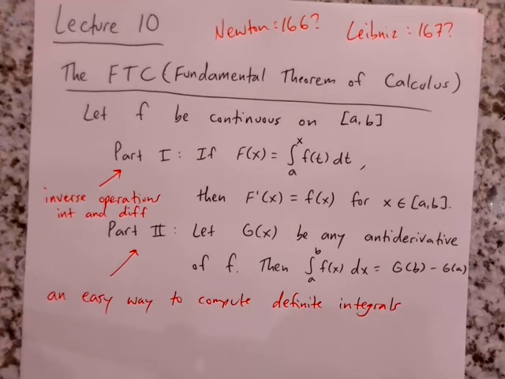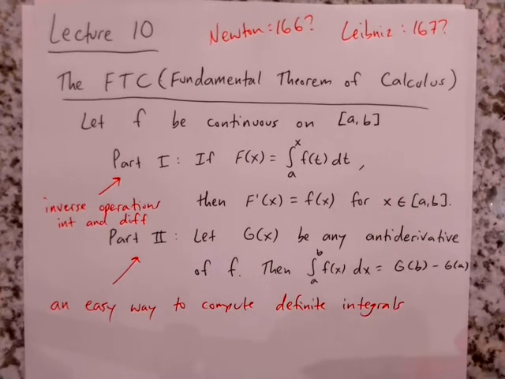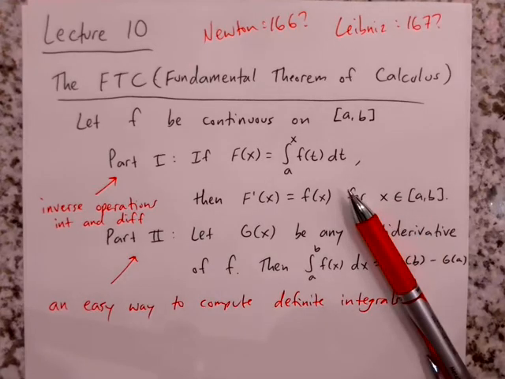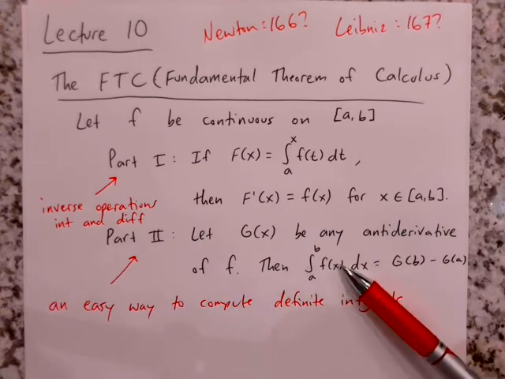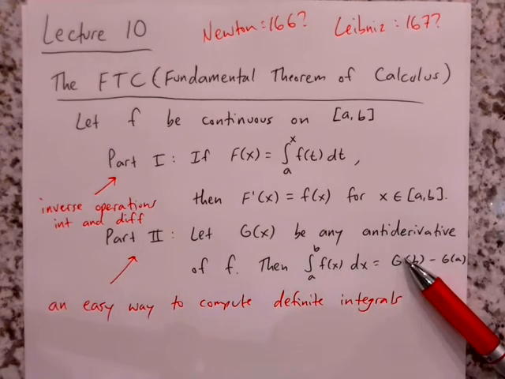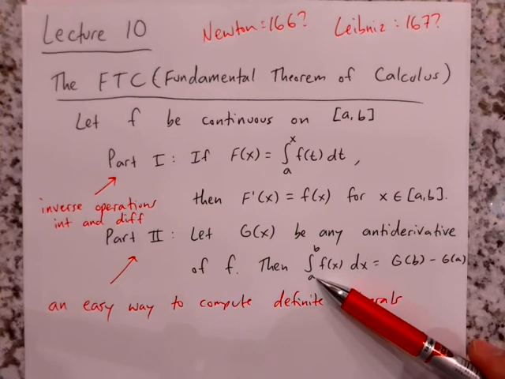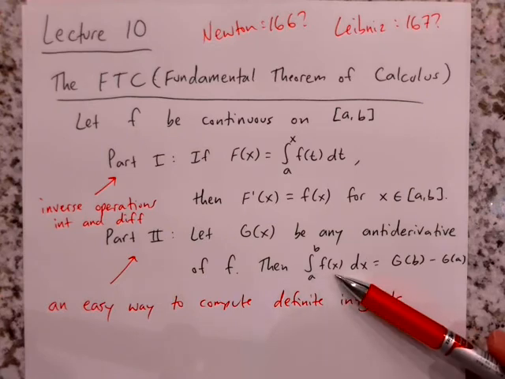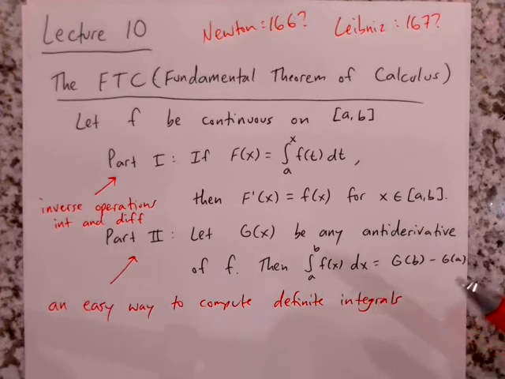But in terms of the mathematical significance or the breakthrough, part 1 is the big deal. And part 2 is by no means intuitive. Because part 2 says if you want to find the area underneath the function f, just find a function whose derivative is f, which doesn't seem to match. I'll say it one more time. This says if you want to find the area underneath f, just find yourself a function that differentiates to f.